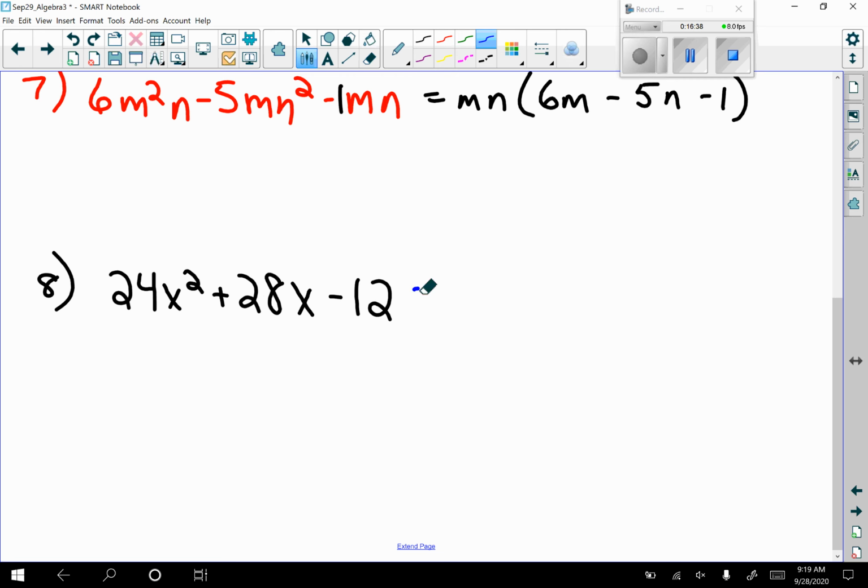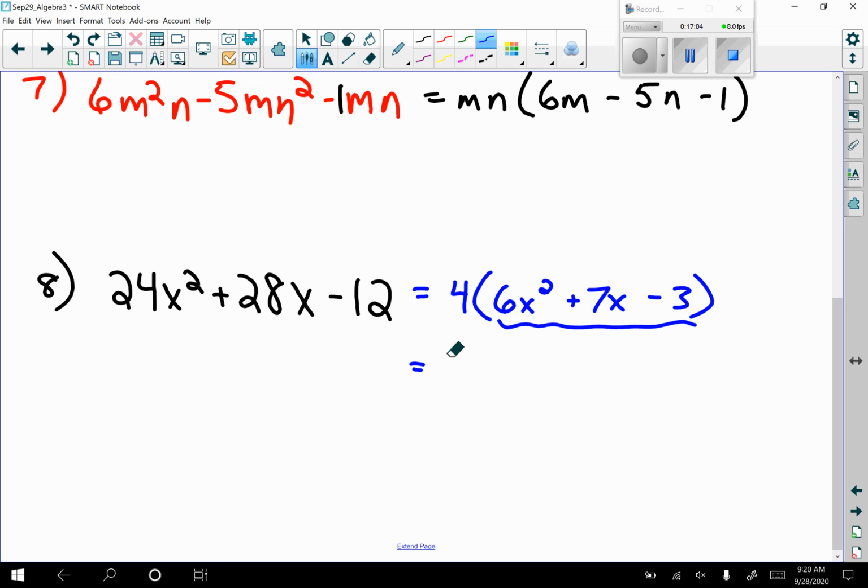All right, so we would always like to start with the smallest number, which is 12. Now 12 goes into 24, but it doesn't go into 28. Then we might want to try a 6. 6 goes into 24 and 12, but not into 28. So hopefully you guys were looking at this just in numbers. What we could factor out would be a 4. So what this would leave us with first is 6x squared plus 7x minus 3.